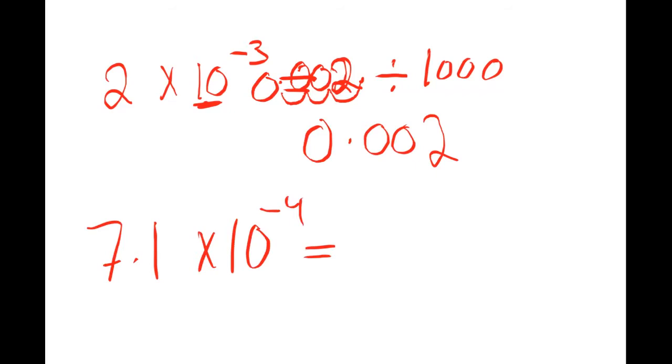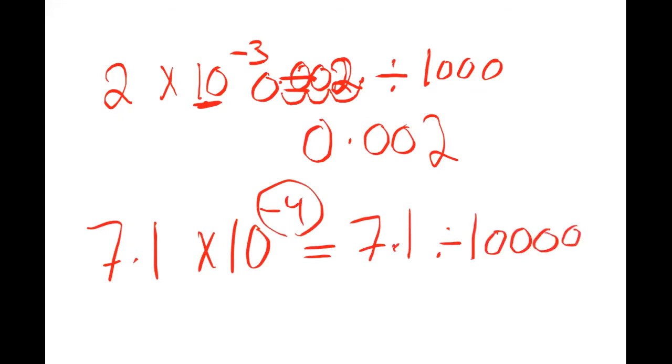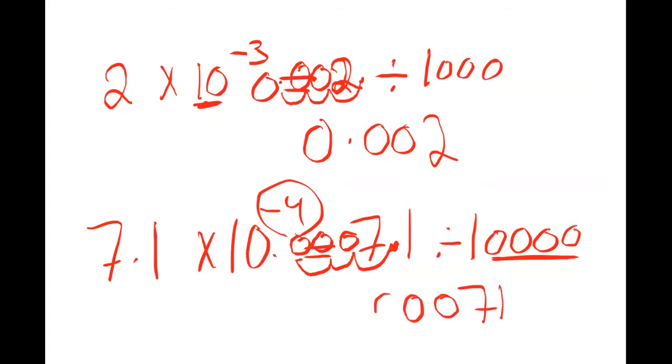it in ordinary form, this means 7.1 divided, because of the negative power, by 1 and 4 zeros. So this means I have to move my decimal point to the left 4 digits. So this is my first digit. How many zeros do I have to add? I have to move it 4 digits, so I have to add only 3 zeros, then put my decimal point. So it becomes 0.00071. The decimal point was here, and I move it 1, 2, 3, 4, and I make it here.